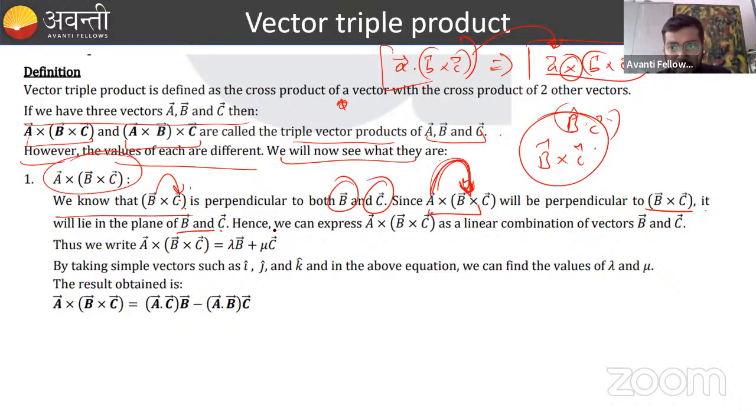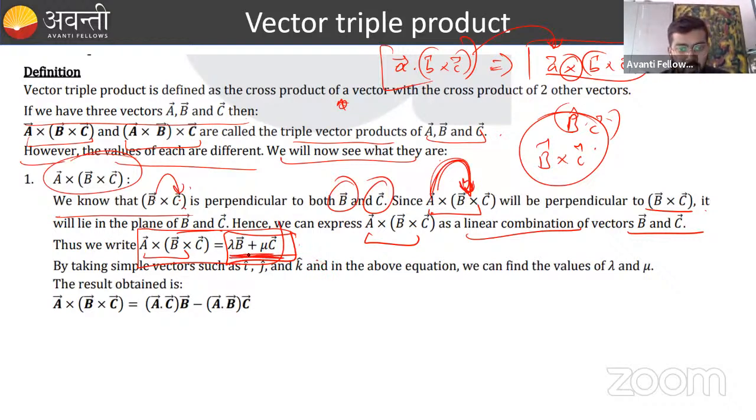So that is why it will lie in the same plane. Hence we can express a bar cross b bar cross c bar as a linear combination of vectors b bar and c bar. Thus we write a bar cross b bar cross c bar as lambda b bar plus mu c bar, right? Since it lies in the plane of b bar and c bar, that is why we can write it as a linear combination of b bar and c bar.